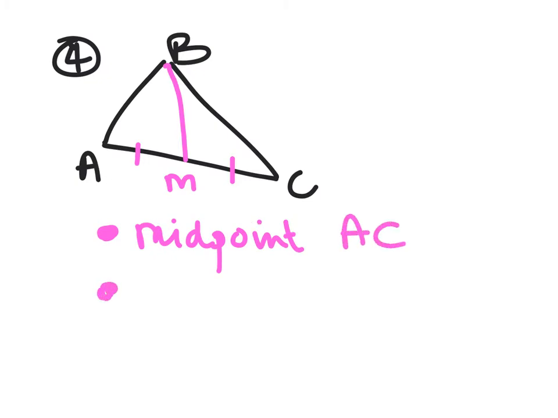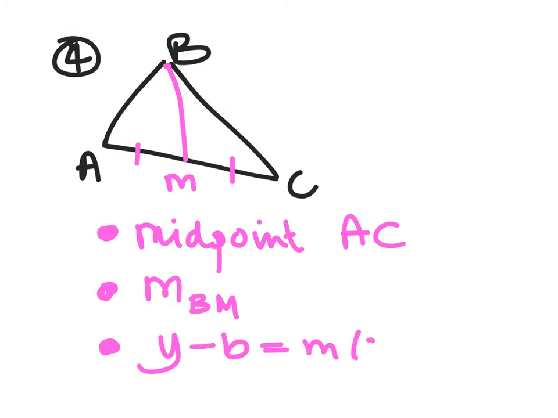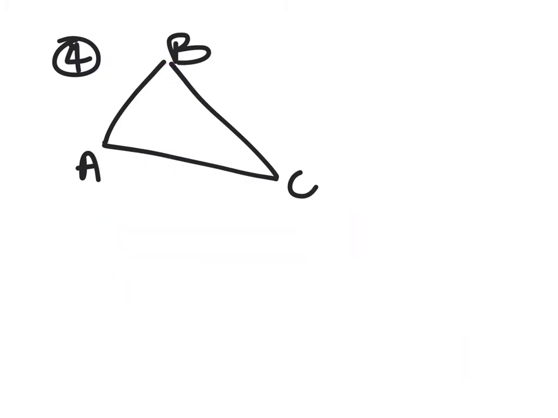Once you've got that, you're then going to work out the gradient of BM, because you know B and you've just worked out M. And then once you've got that gradient, we're then going to use y minus b equals m(x minus a) to get the equation. So 3 stages: midpoint, gradient, and then the straight line formula. Same triangle obviously.